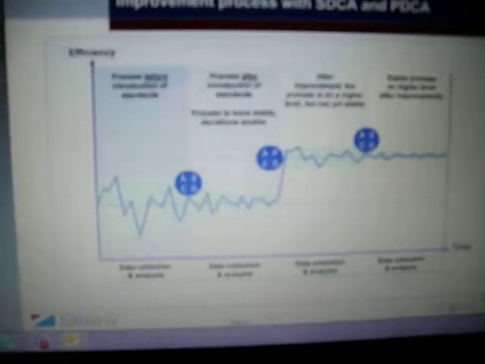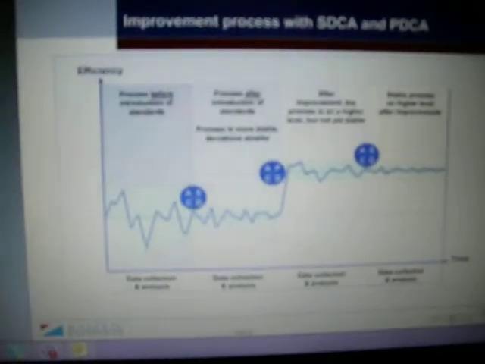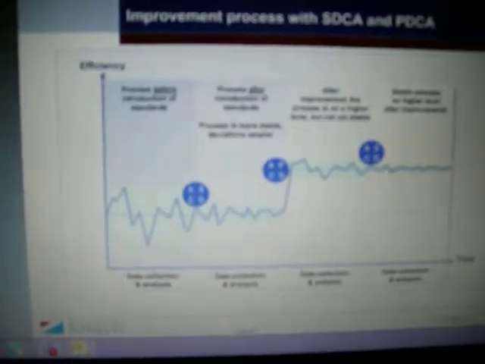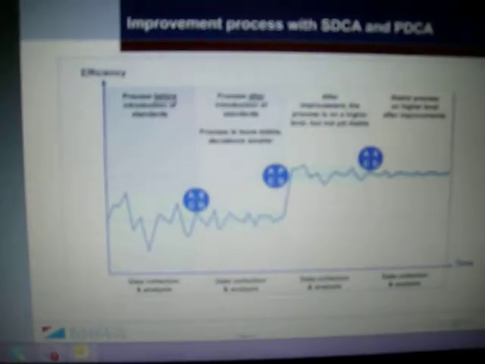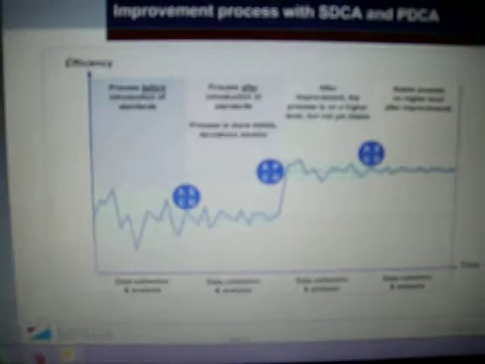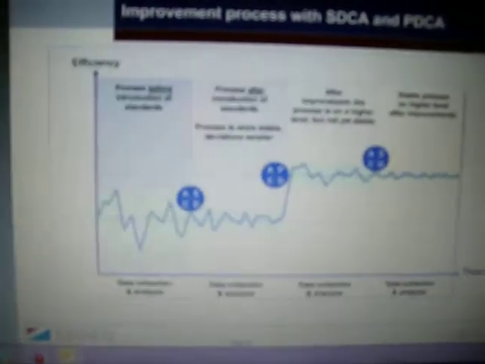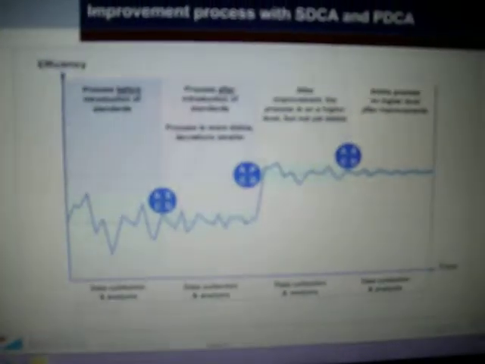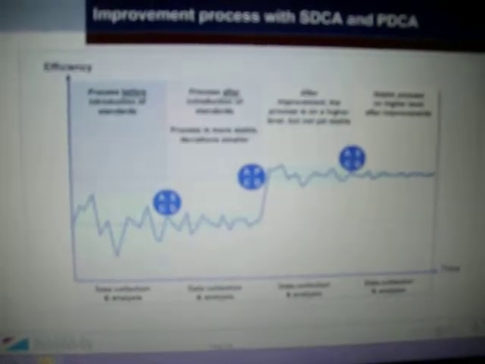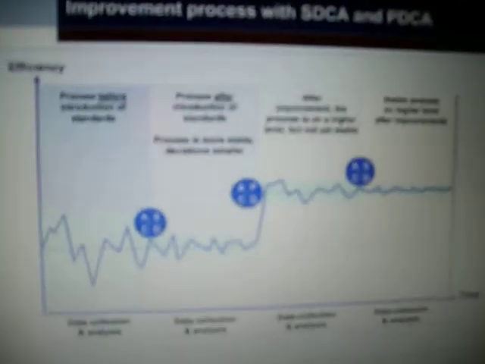The improvement process using the SDCA, or Standard Do Check Act, and PDCA, Plan Do Check Act. PDCA, as we might know, comes from Deming and means Plan Do Check Act. It's a simple thought process in making improvements. Here we see how over time we increase our efficiency by making changes in our processes. On the left, we see the process as it was before the introduction of standards. After we introduce standards, we have a reduction in the variation of that process. Fewer defects, better quality, being the results.